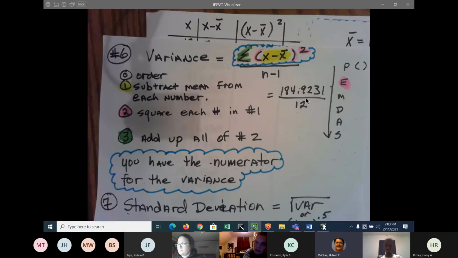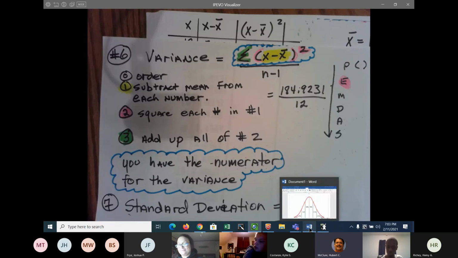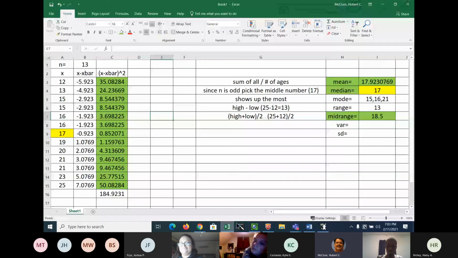Oh, I got 15.41, but that ain't right. How do you know it's not right? Because I didn't do the 13 minus 1 on the end of the decimal. Well, that's still, you got it close. You got a variance. Quit saying it like you got it wrong and you're the only one in the class, because you didn't. You got it right. All right, be careful. So here's my 184, and I'm going to divide it by 12. Here is the answer.